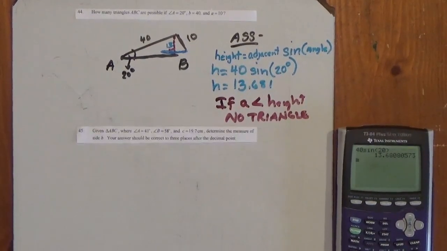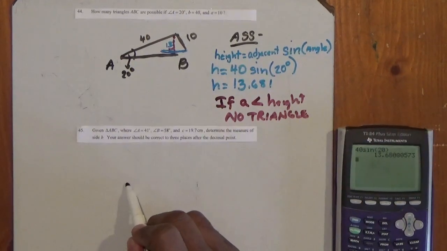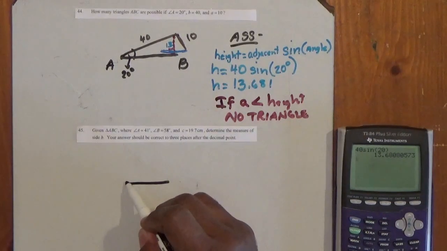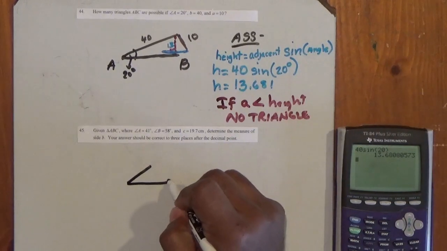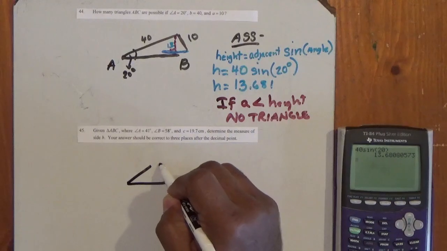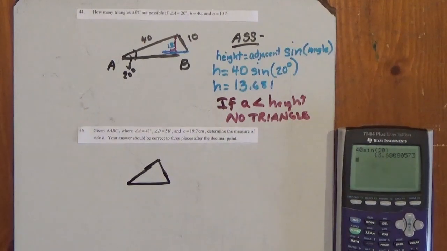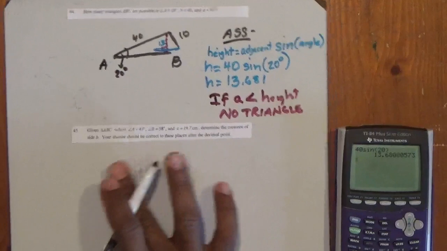Number 45: Given triangle ABC, where angle A is 41, angle B is 58 degrees, and side C is 19.7 centimeters, determine the measure of side B. Your answer should be correct to 3 decimal places. So let's draw this triangle. Let me make that a little bit bigger.